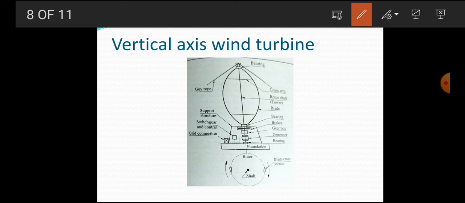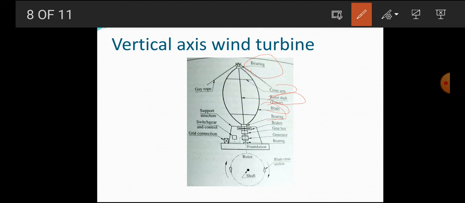So as you can see that here there's a bearing which helps in circular motion. Then we have cross arm. Then there's a rotor shaft that is called tower, which supports the whole turbine. Then there is blades. So as you can see, the blades are in elliptical shape. Then there is again bearing in downward direction to give the circular motion to the turbine.